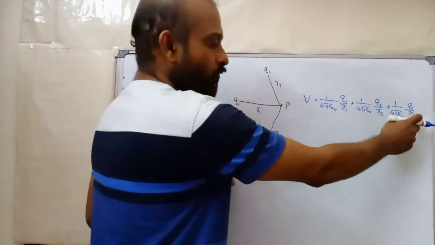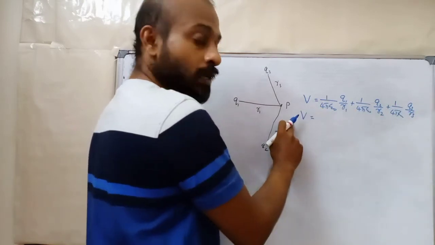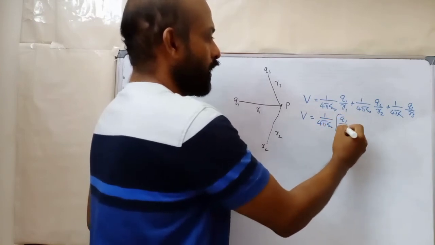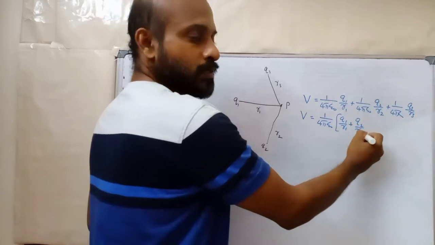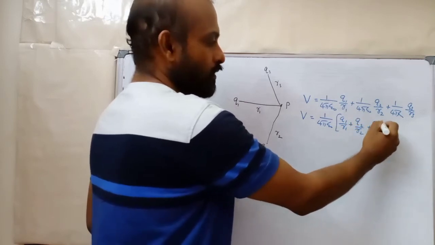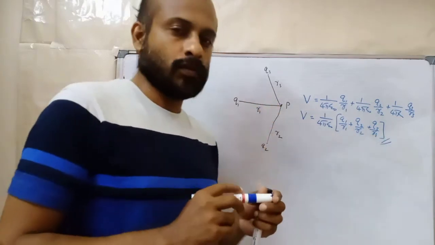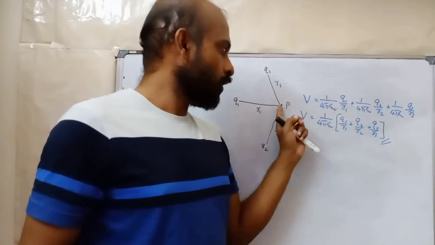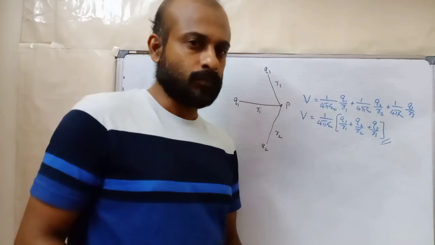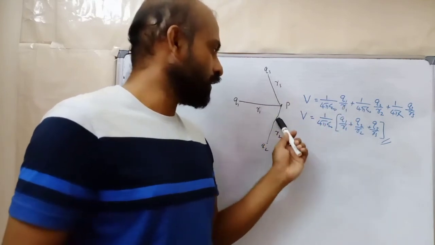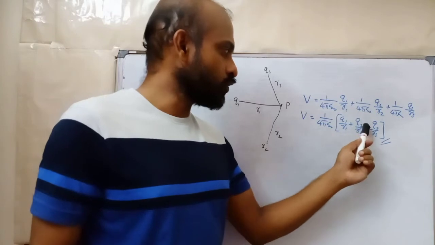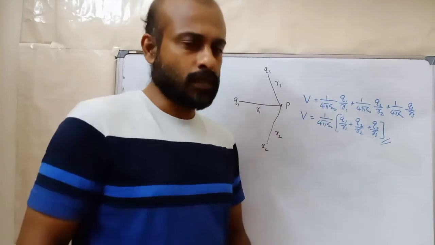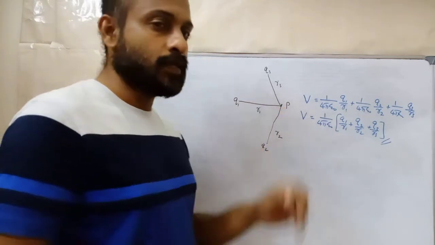So we have three potentials. We have added them because potential is a scalar quantity. Now we can take common 1 by 4 pi epsilon 0. It will be equal to Q1 by R1 plus Q2 by R2 plus Q3 by R3. This is the net potential at the point P. So net potential at point P is equal to the algebraic sum of potentials at point P due to the individual charges. We have to consider these distances R1, R2 and R3: Q1 by R1 plus Q2 by R2 plus Q3 by R3, the whole into 1 by 4 pi epsilon 0. This is the net potential at the point P due to these three charges.